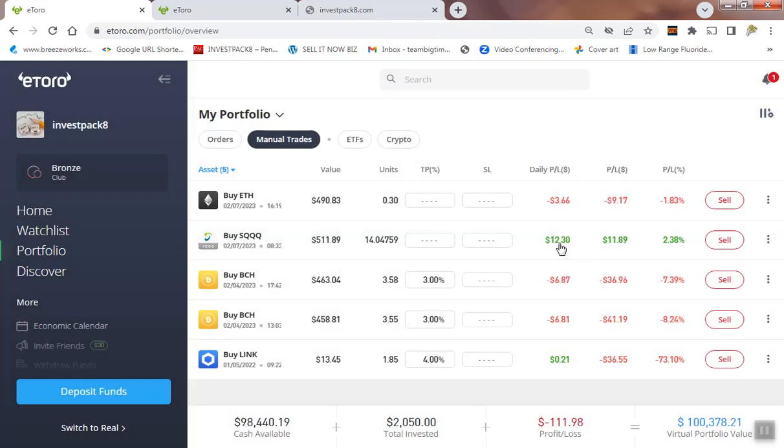Now you see the values of these have already gone up. So you're making money. This is profits and loss. And this is unrealized until you hit the button to sell it.